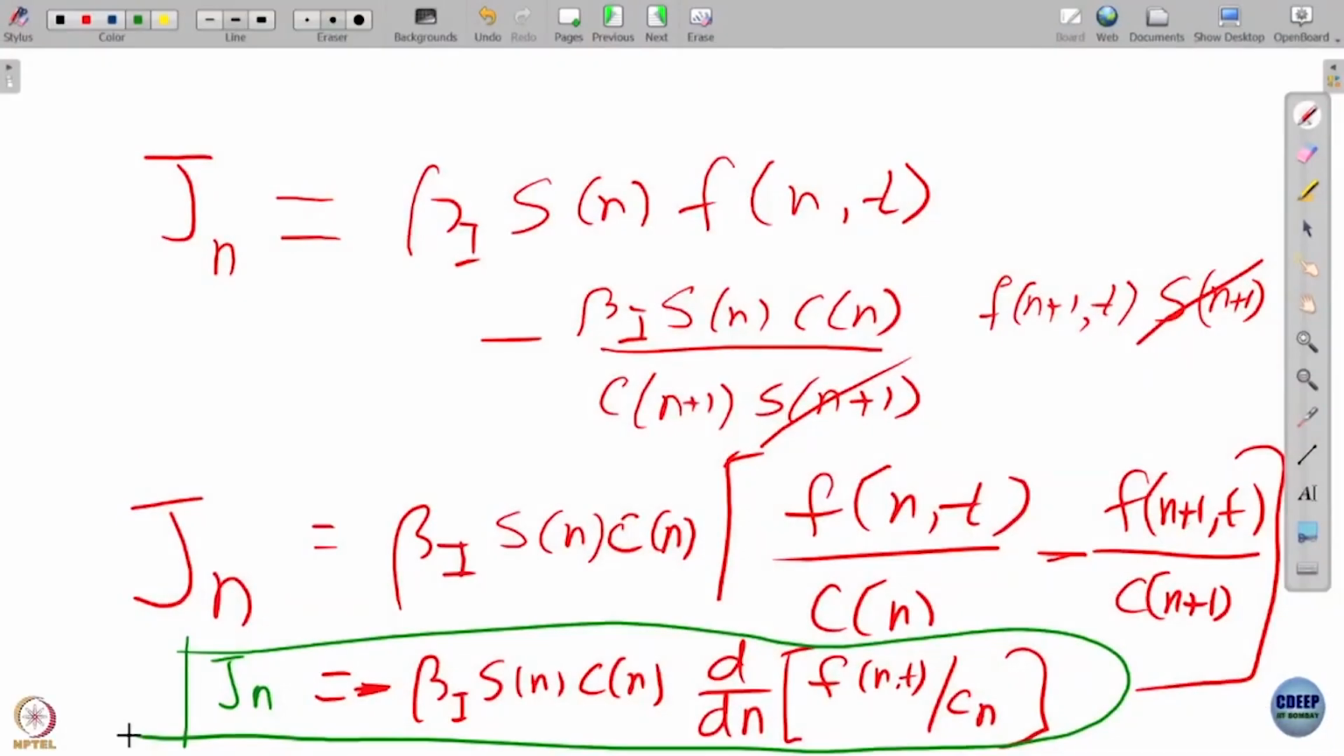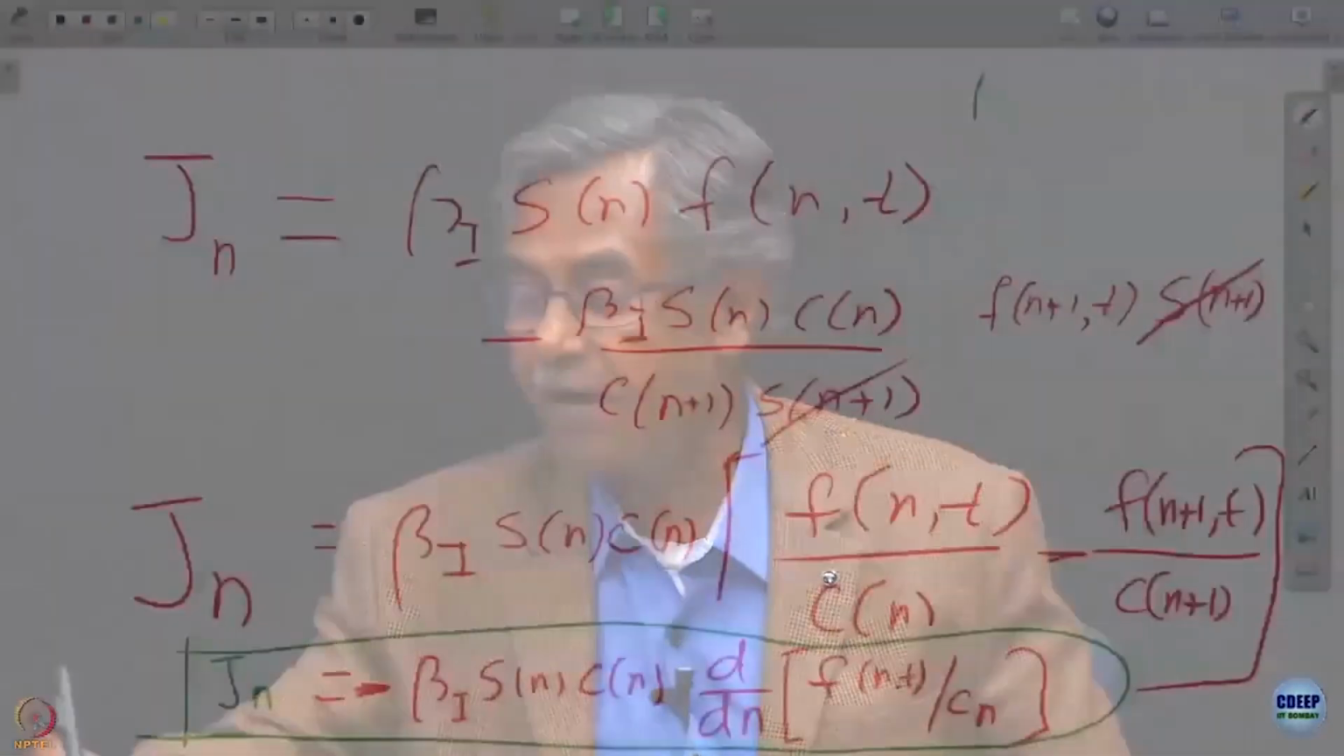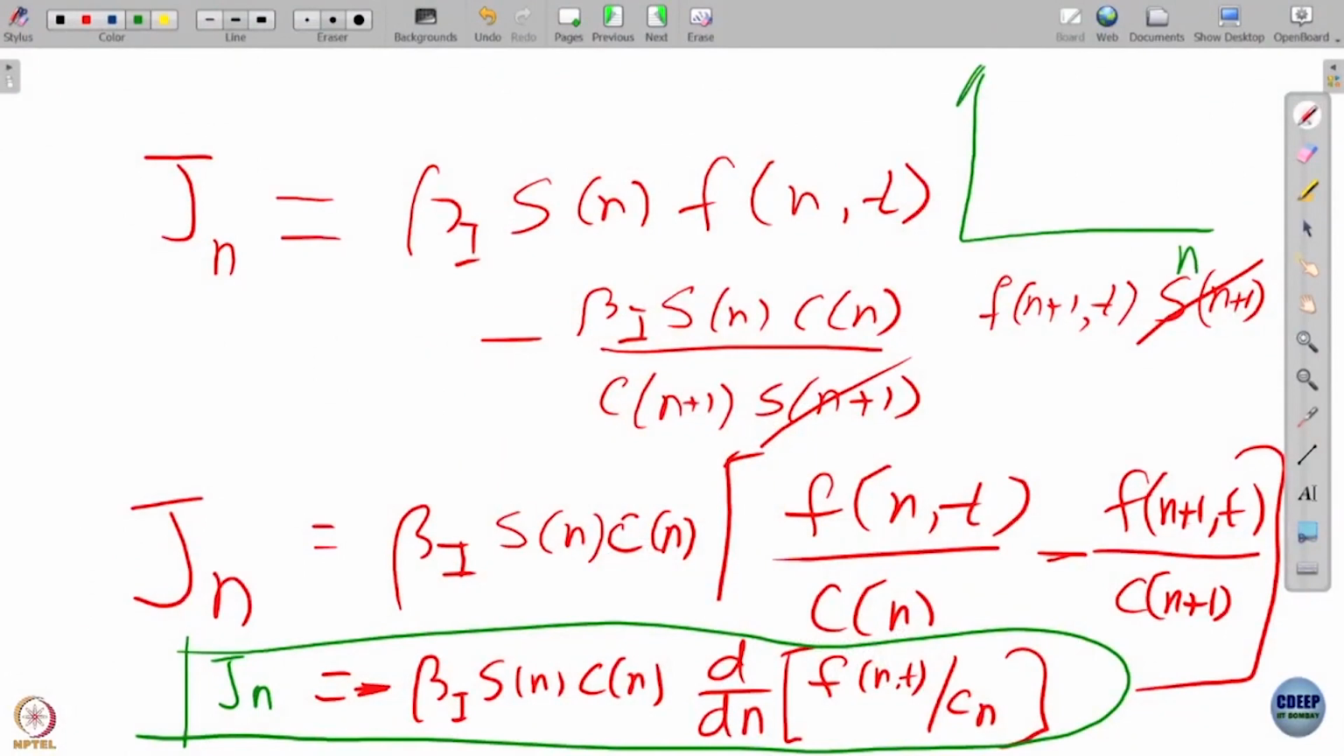So, now we are going to get somewhere. We have derived this beautiful equation: J n is minus beta I S n C n by F n t. Now, there is a very interesting thing to look into. If I plot against n, I am using the corner because I need to talk about this equation quite a bit. This is my free energy landscape, and this is my critical point.